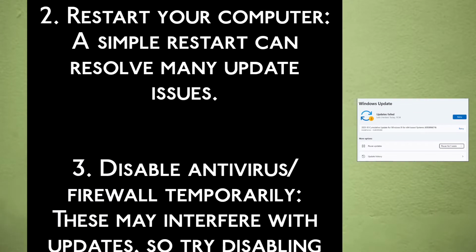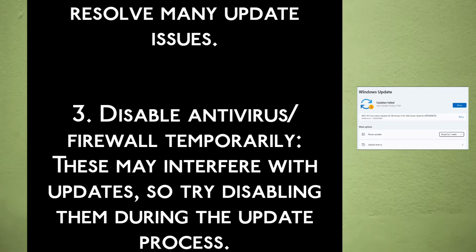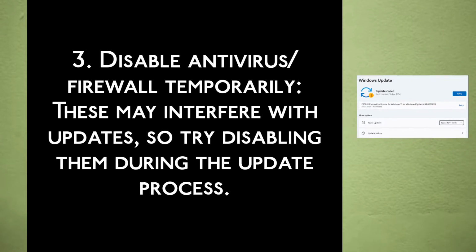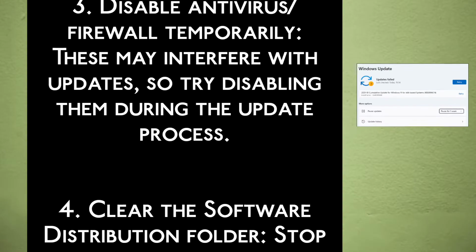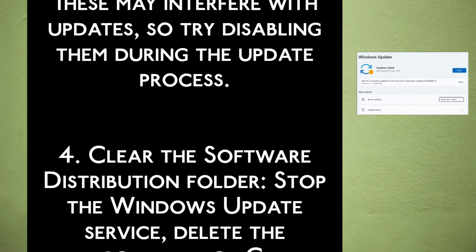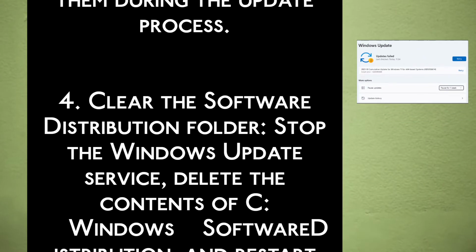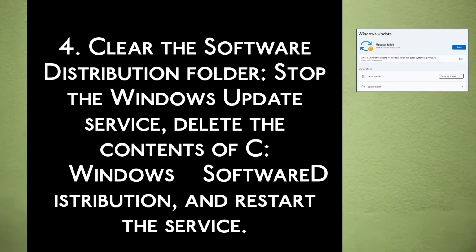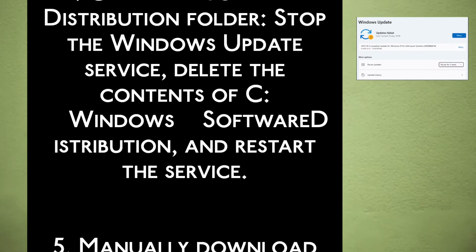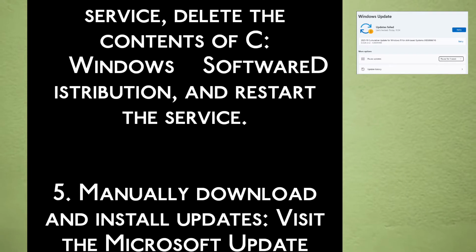Step 3. Disable antivirus firewall temporarily. These may interfere with updates, so try disabling them during the update process. Step 4. Clear the software distribution folder. Stop the Windows Update service, delete the contents of C drive Windows, then software distribution, and restart the service.